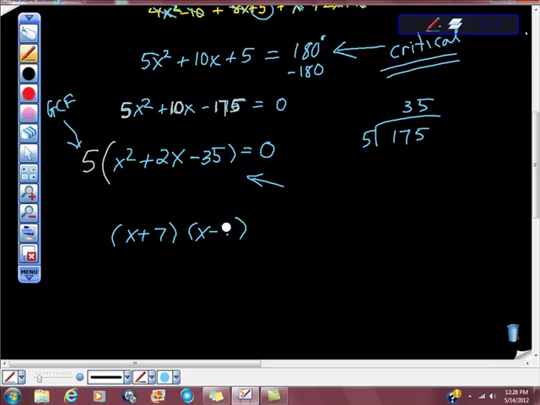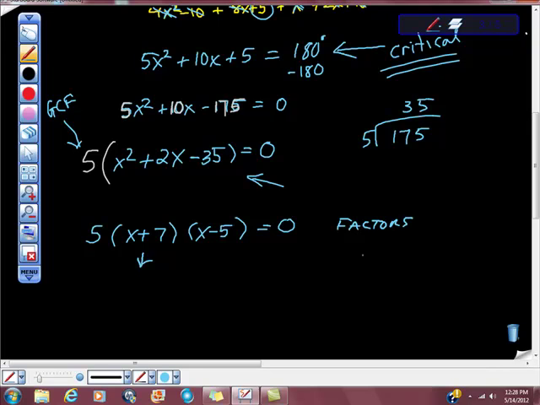How did I know that? Well, as I do my factoring here, I need two numbers that multiply to give us negative 35, but when I add the same two numbers, I get positive 2. So positive 7 times negative 5 is negative 35, and 7 minus 5 is positive 2. So that worked. We'll leave this 5 out here, equal to 0.